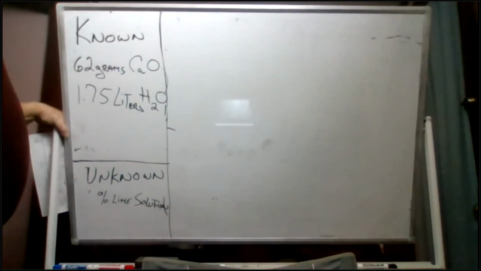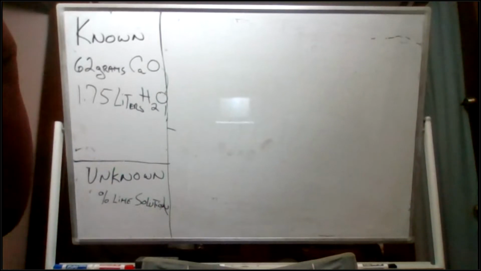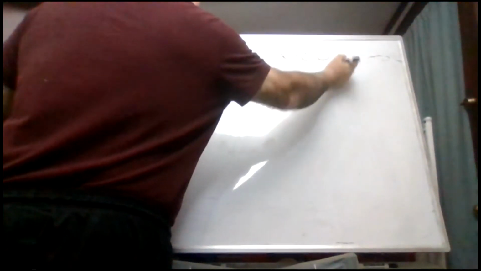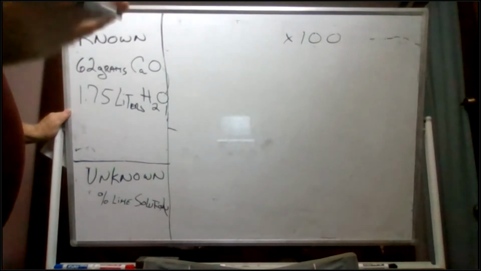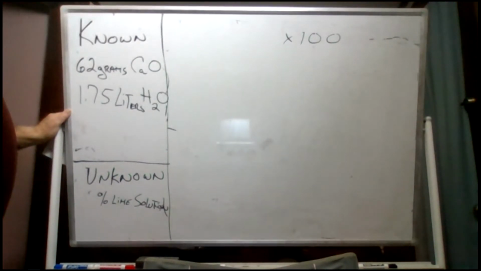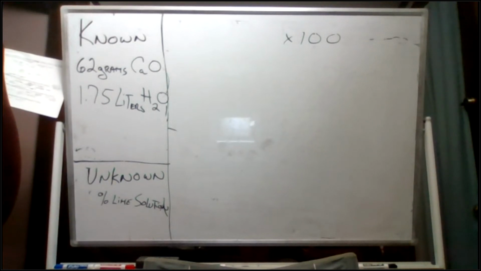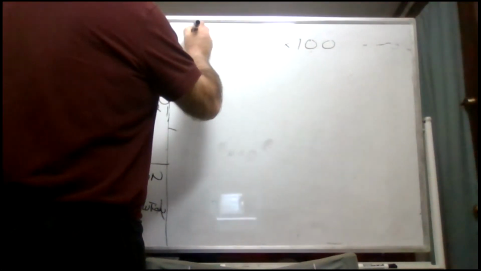I'm here. All right, so what do we got to do to solve this problem? We're looking for the percent solution. So we know that somewhere in this equation, we're going to multiply by 100, because it's going to be a percentage. But we got to figure out something. So I'm just going to write it out and then I'll fill in the numbers later.